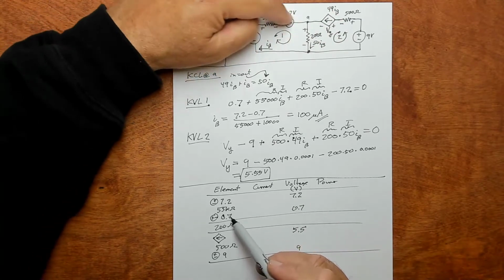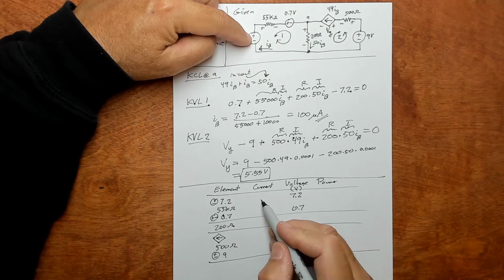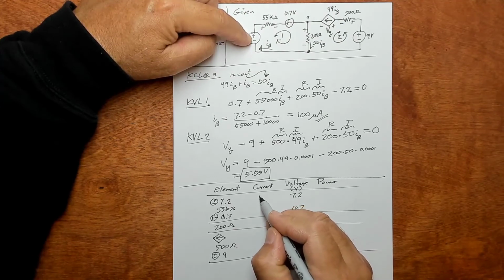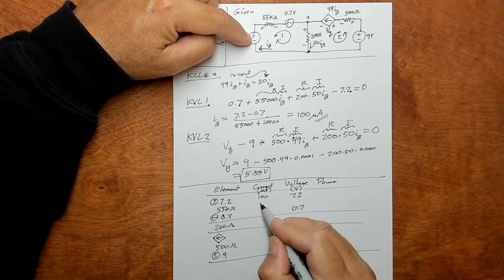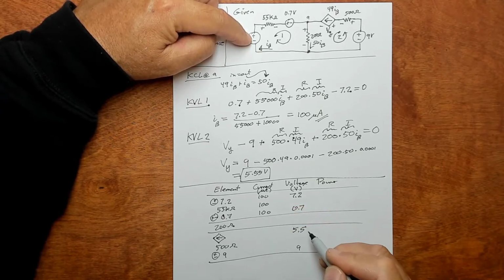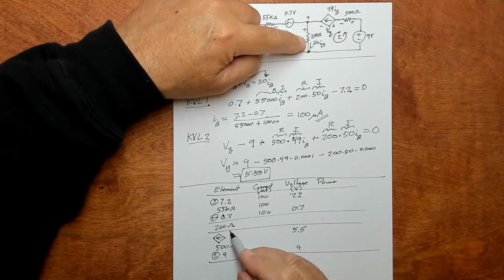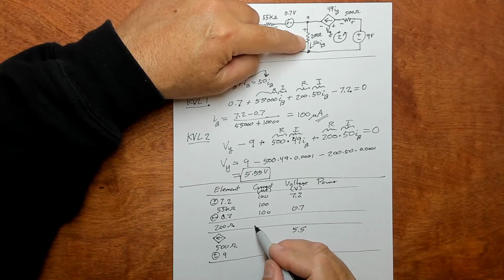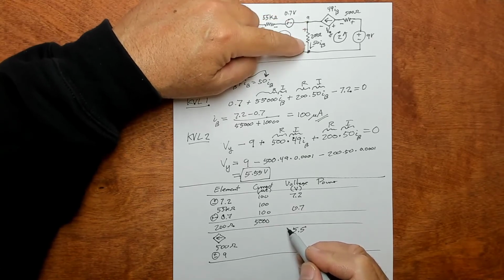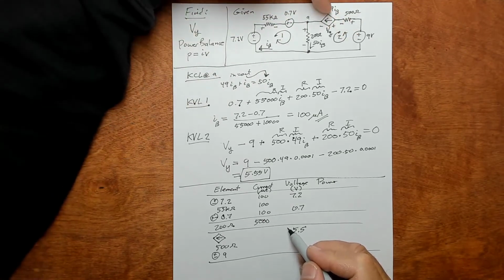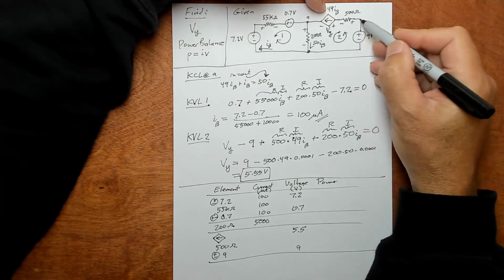These three guys right here all have I beta in them, which is 100 microamps. So this has 100, this has 100, this has 100. This dude right here has 50 times that, so it's got 5,000 microamps.